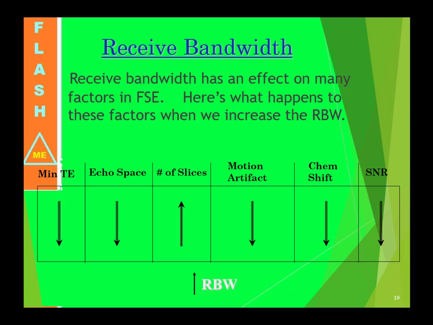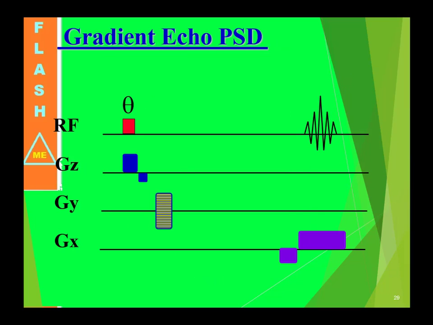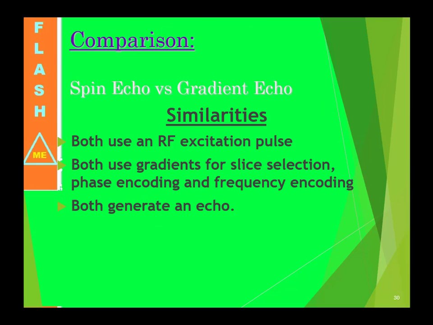Here's what happens to these factors when we increase the RBW. Minimum TE. Gradient echo PSD: RF, GZ, GY, GX. Comparison.